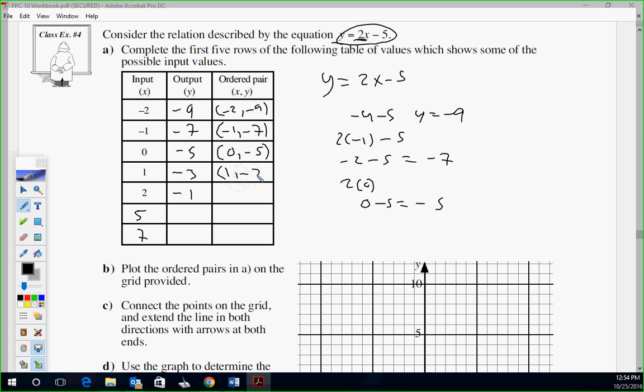1, -3, 2, -1. We'll plug 5 in. 2 times 5 is 10. Minus 5 is 5. 2 times 7 is 14. Minus 5 is 9. So there's my table. Now we're going to plot the points on the graph. So I'm going to lose the table. Everybody have the table good?